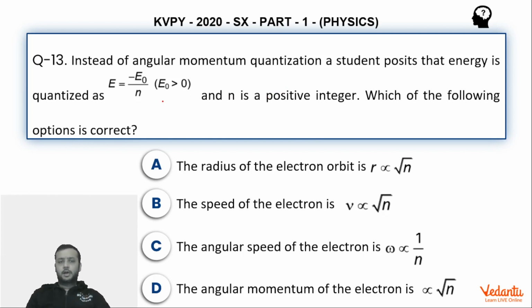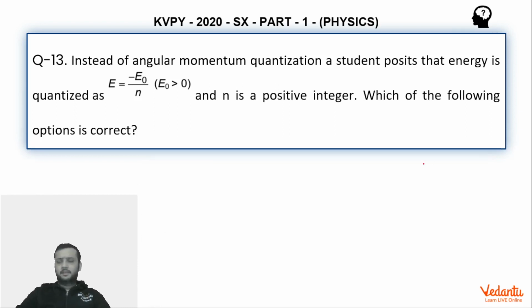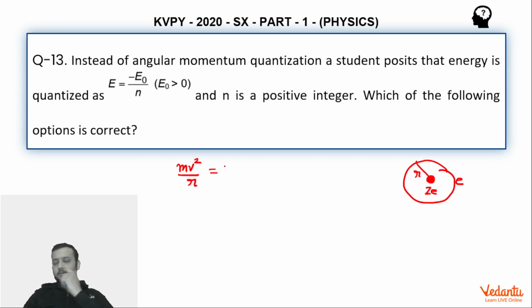Okay, so how do we do such a question? Very simple. Suppose this is the nucleus which has a charge Ze and an electron is revolving which has a charge e. If the radius of the circular motion is r, we can say that mv square by r, where m is the mass of the electron, should be equal to the electrostatic attraction force k q1 q2 by r square, where q1 is the charge on the nucleus and q2 is the charge on the electron. Okay, so one r will be cancelled.